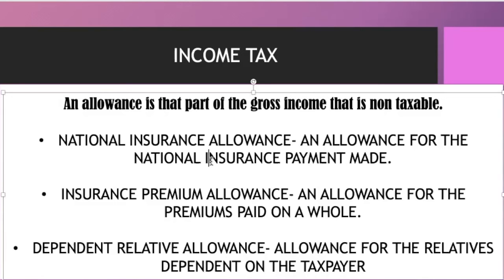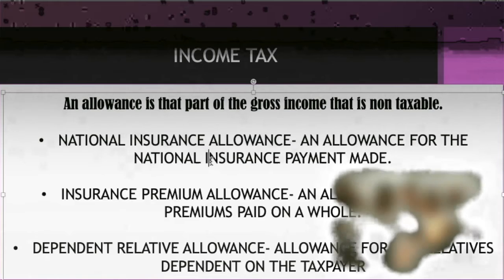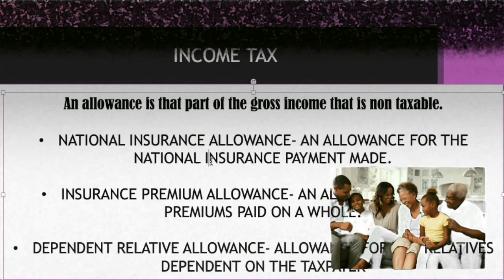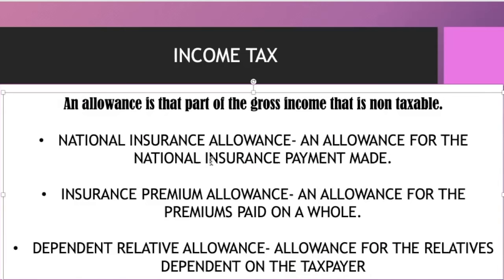You also have the dependent relative allowance. If you have a dependent relative, then this allowance is for them. This is a relative, including a relative of your spouse or a civil partner, who is unable to maintain themselves as a result of old age or ill health. So the dependent relative will be someone who is either old or has some health conditions. That's what we call a dependent relative.